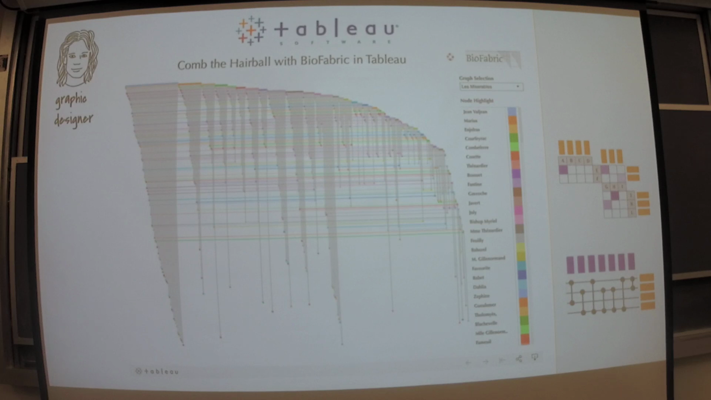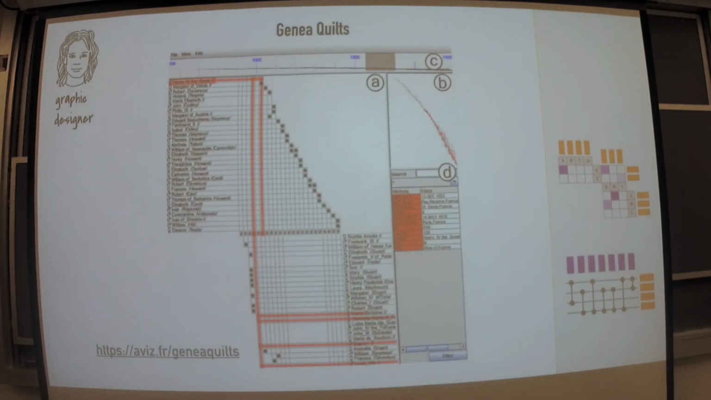As far as quilts go, there is the tool in the paper, the GeneaQuilts tool, but you have to download an executable, so it's very much research prototyping. So if you wanted to test it, you could. It's not nearly as user-friendly or as intuitive as commercial things like Tableau or R and things like that.